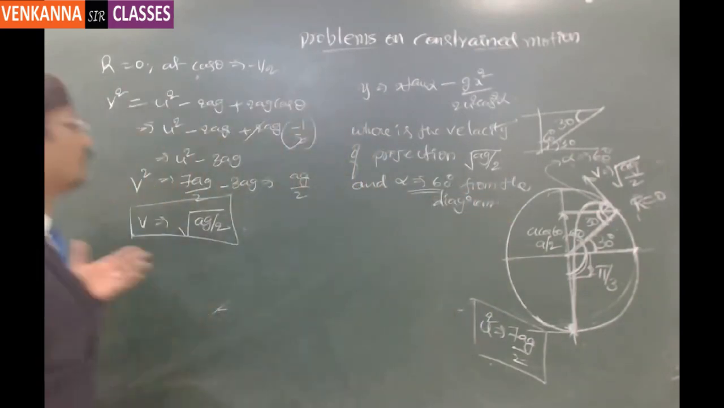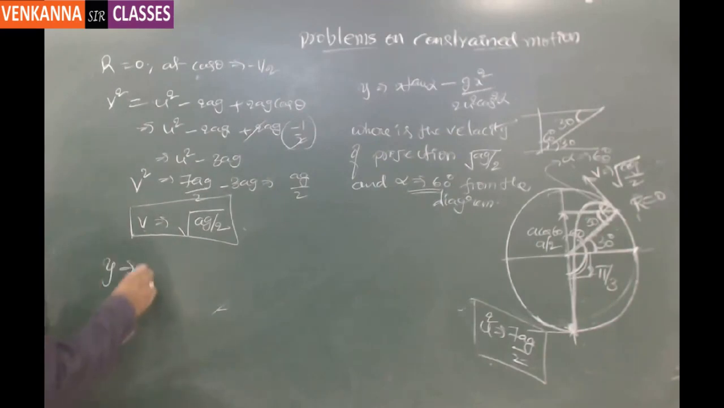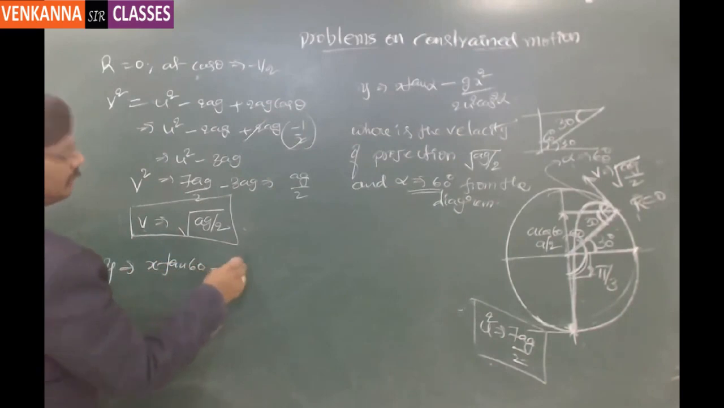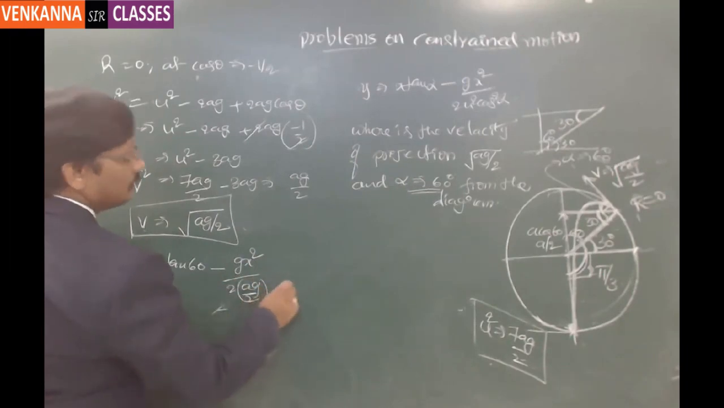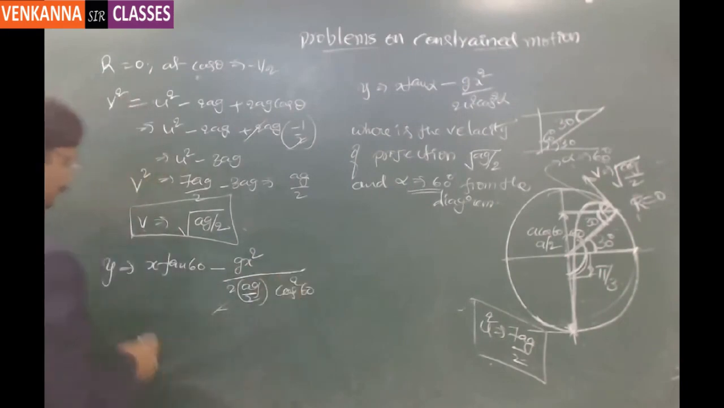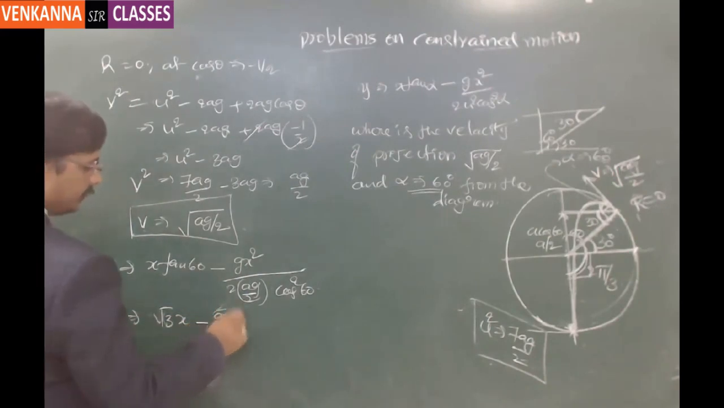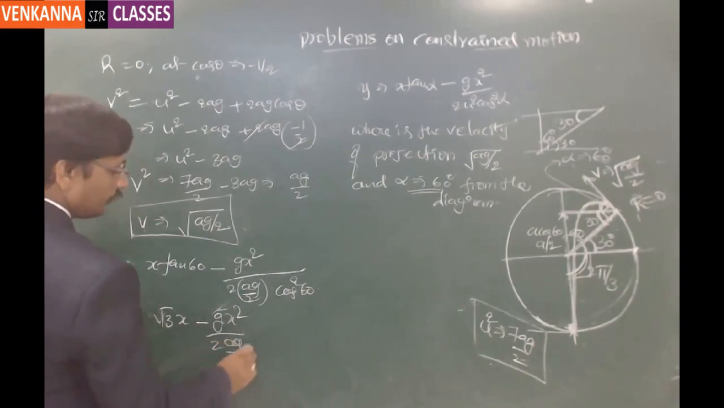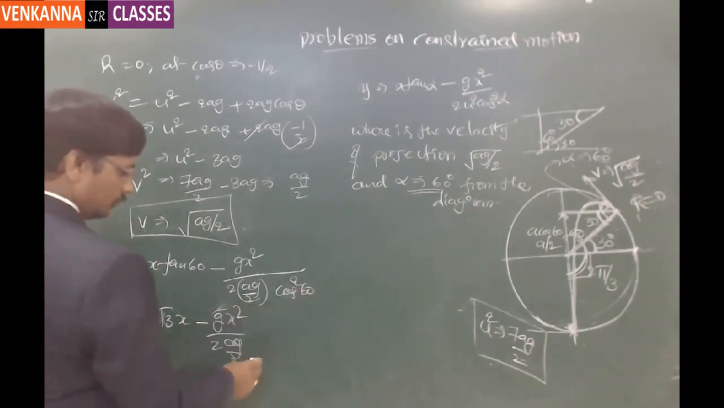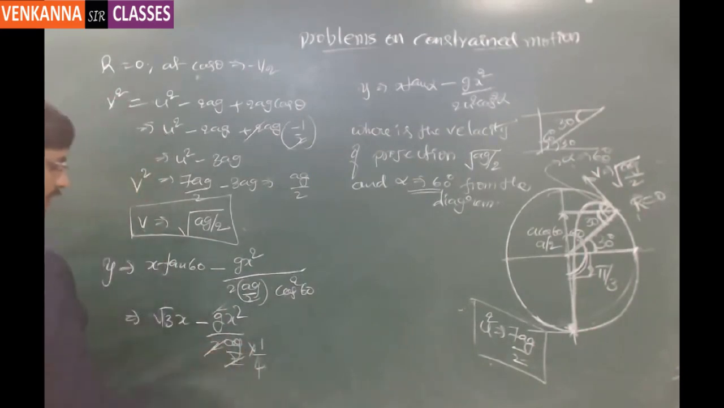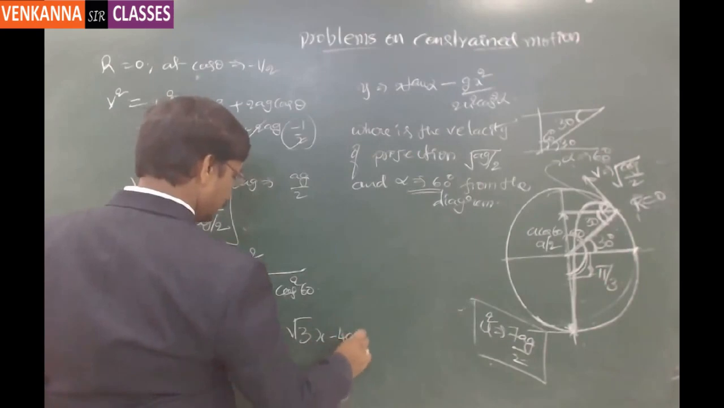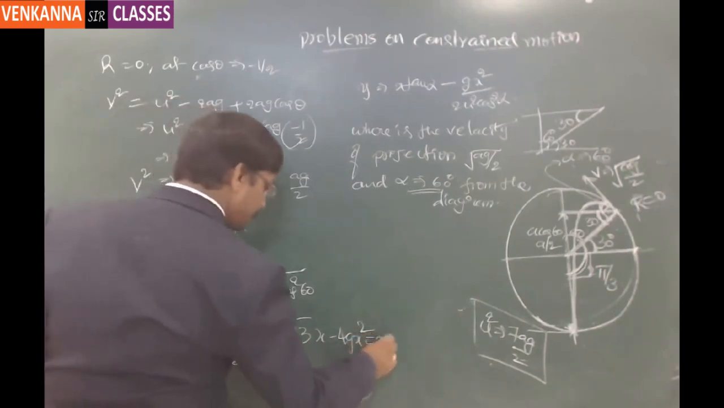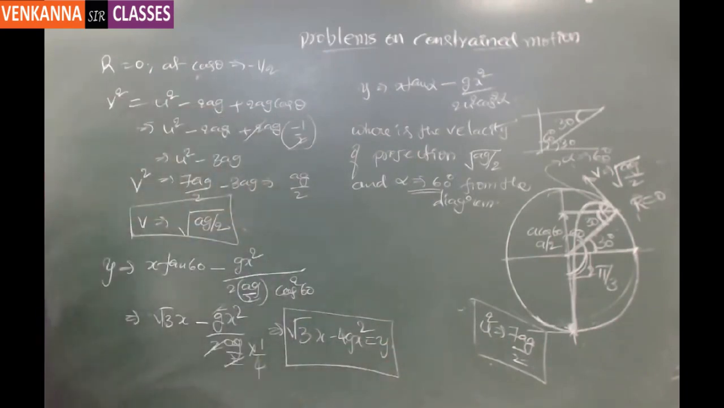Now with this understanding, if you find out the projectile equation, y is going to be x tan 60 minus gx² by 2u² cos² 60 degrees. So this can be root 3 x minus gx² by 2 into (1/2)², since cos 60 is 1/2 and 1/2 whole square is 1/4. So 2 will cancel out and this 4 comes out: root 3 x minus 4gx². So this is the equation of the projectile. So we have got the equation of the projectile.